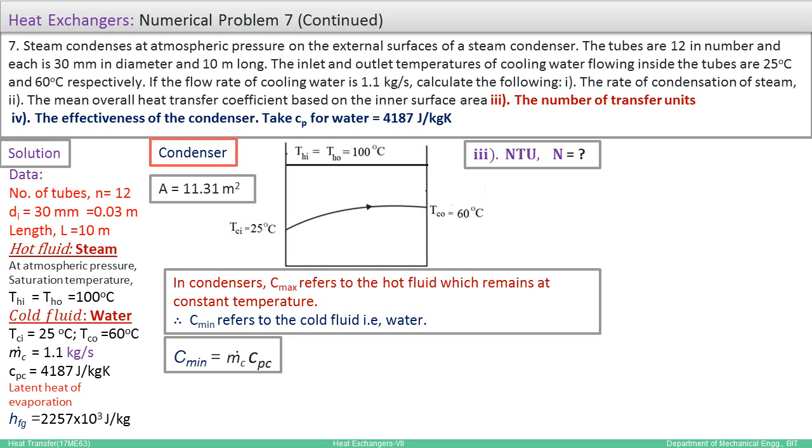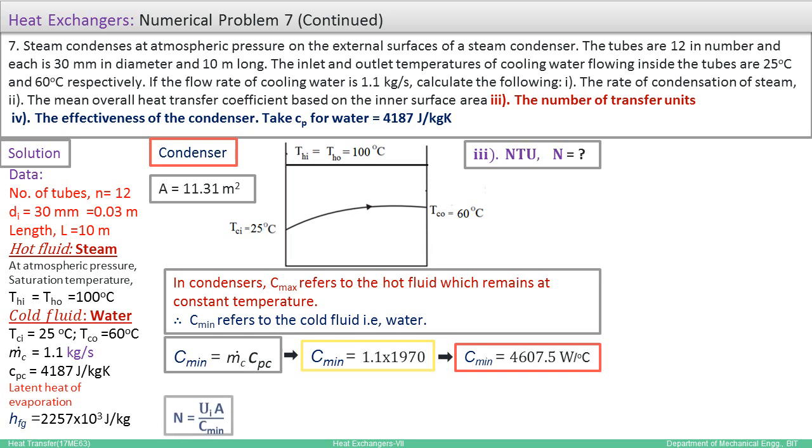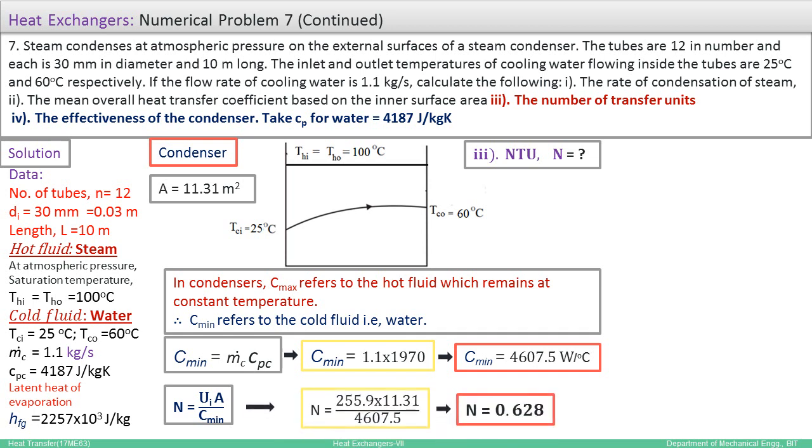So C minimum for cold fluid, m dot c into cpc taken, is calculated as 4607.5 watt per degree Celsius. And for calculating number of transfer units, the equation available is Ui into A divided by C minimum. Substituting the known values, we get the number of transfer units as 0.628. And for evaporators, the C max will be for cold fluid.